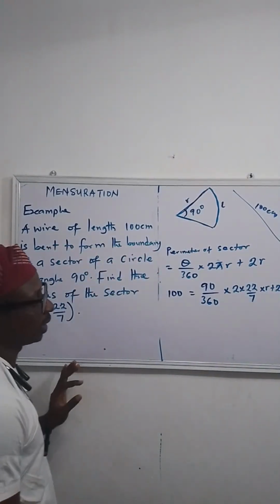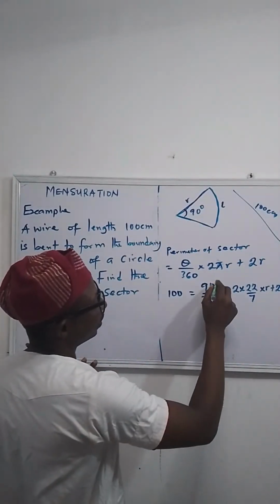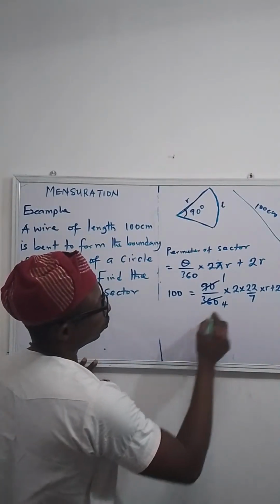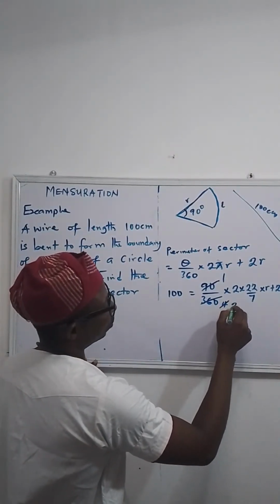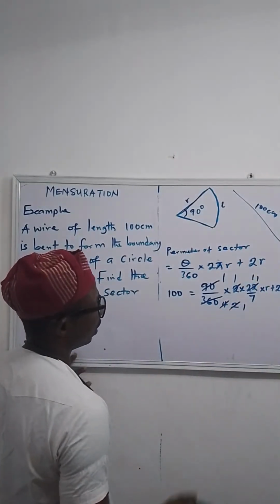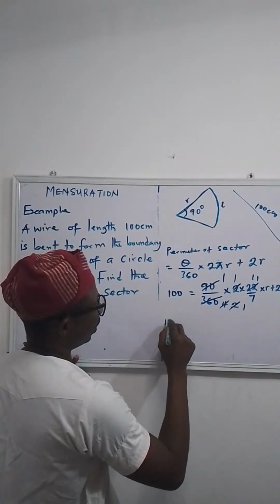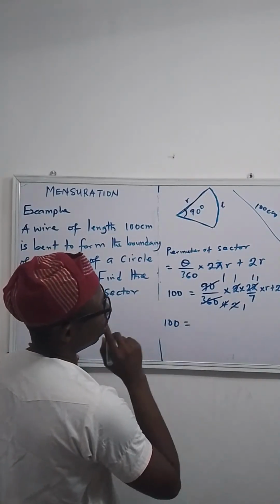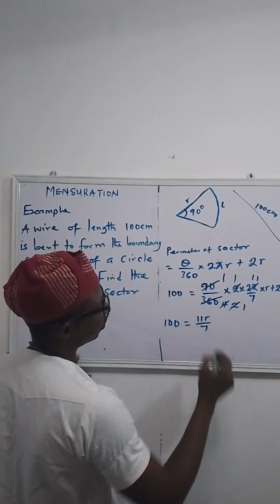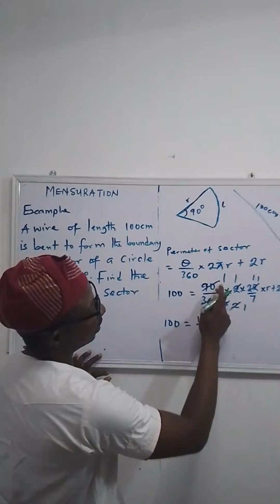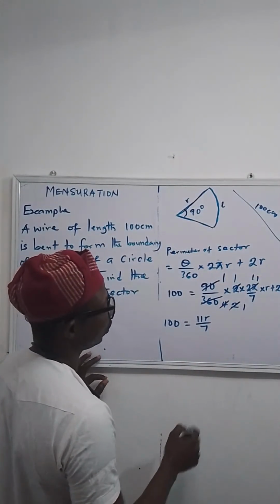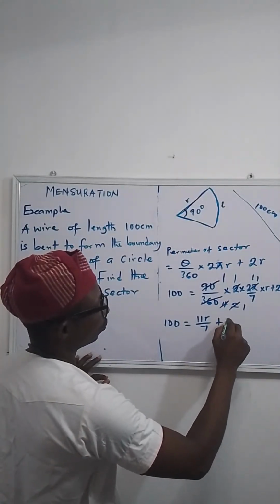Okay, so now let's simplify. 90 goes into 90 once, 90 goes into 360 four times. 2 goes into 2 once, 2 goes into 4 twice, and 2 goes into 22 eleven times. Right, so what are we left with? We have 100 equals 11r over 7, that is 1 times 1 times 11 times r over 7, plus 2r.